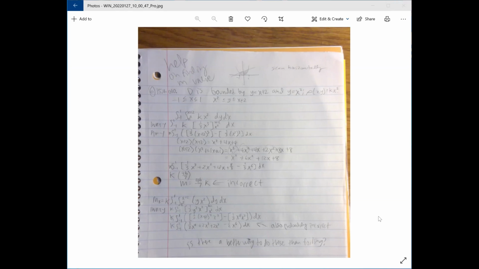Wait, so I didn't change the power to 4 when I integrated. Well, it's not even that. The problem happened before that. X plus 2 cubed is not what you have written it down to be. X plus 2 cubed is x cubed plus 2x squared plus 4x plus 8. Oh, so I foiled it wrong. Yeah. So that's where it went wrong. Okay.